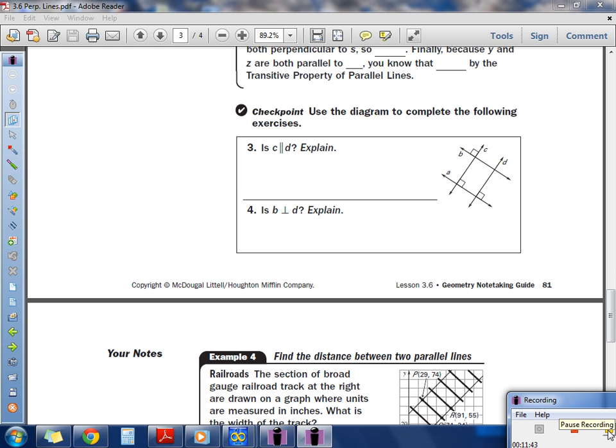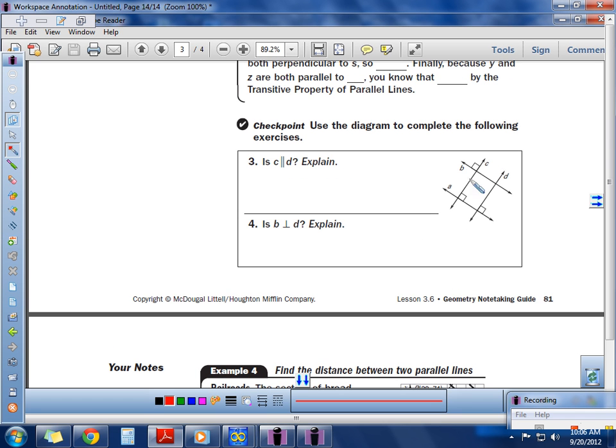Try these down here on the checkpoint. I'll give you a little bit of time to try these. So in this picture, it says C is parallel to D, and explain. Is C parallel to D? Yes or no?